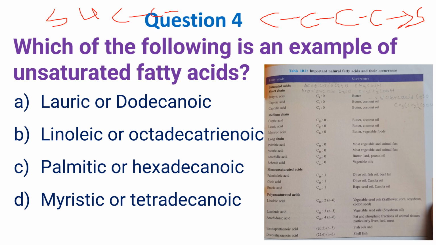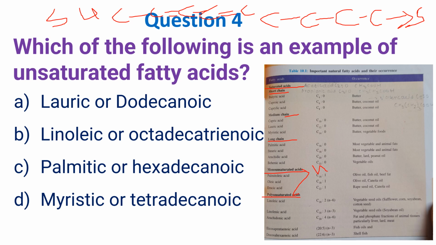This chain of fatty acid has one or more double bonds. Examples of unsaturated fatty acid are avocado, cashew, olive oil, peanut, and sesame oil. See this picture. Saturated fatty acid has three chains: short chain, medium chain, and long chain. And unsaturated fatty acids are divided into two types: monounsaturated fatty acid and polyunsaturated fatty acid.